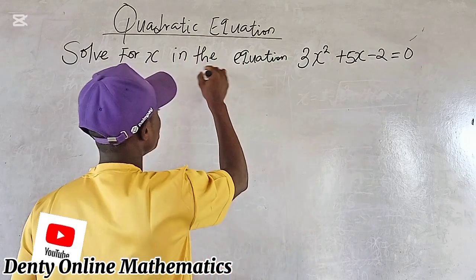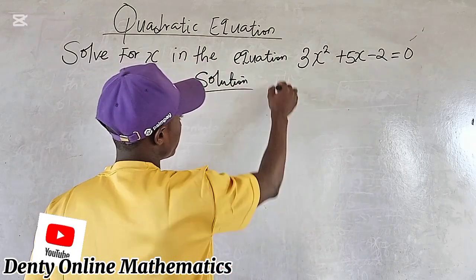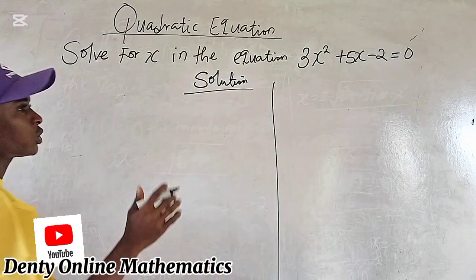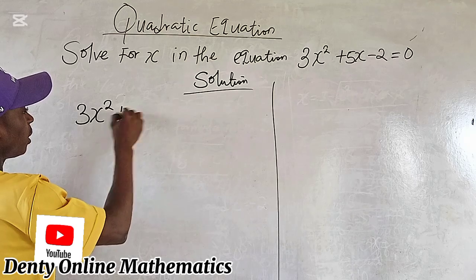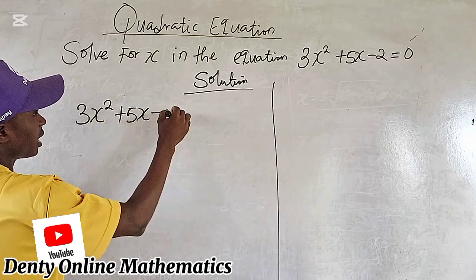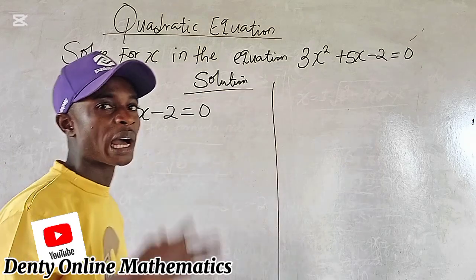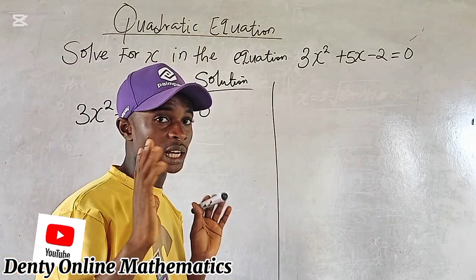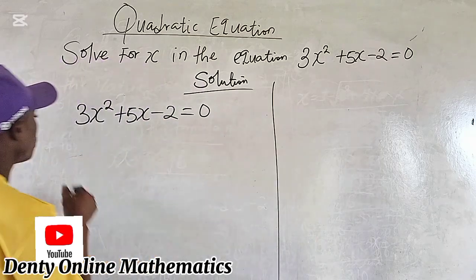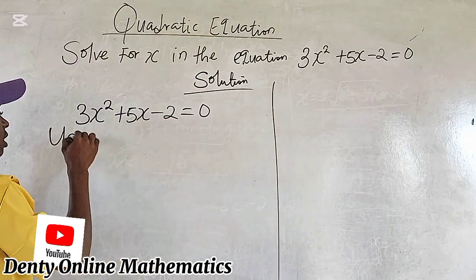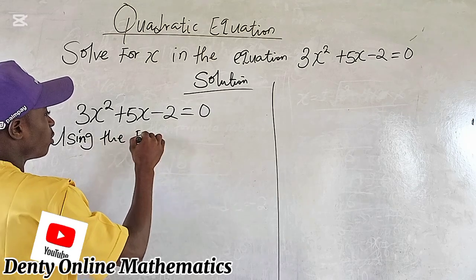Now here is the solution to this problem. For clarity's sake, let's divide it up. What we have is 3x squared plus 5x minus 2 equal to 0. Now, since we have 4 methods, let's indicate the one we are using. So, I'm going to use the formula method. So, I'll indicate using the formula method.